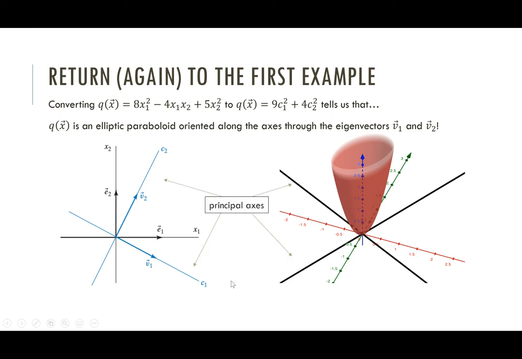And these axes, the axes through the eigenspaces, are known as the principal axes of the quadratic form. And it makes sense to me why you would refer to these as the principal axes. So let's do another example.